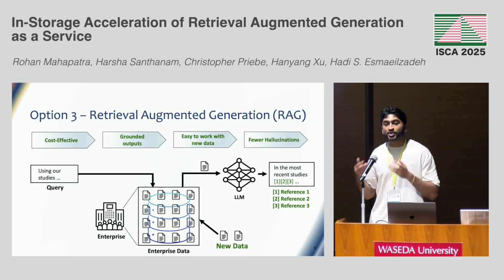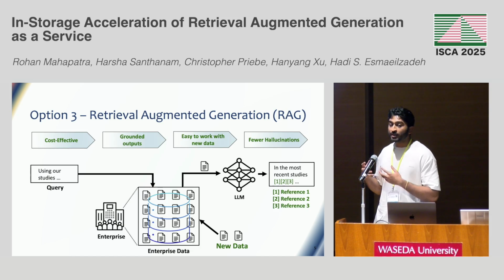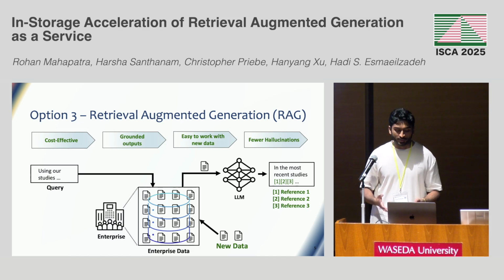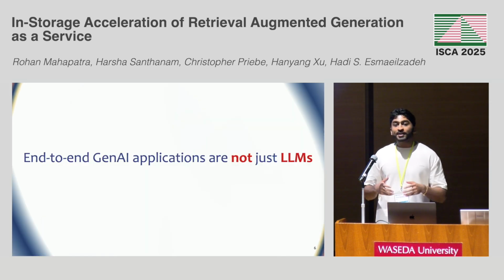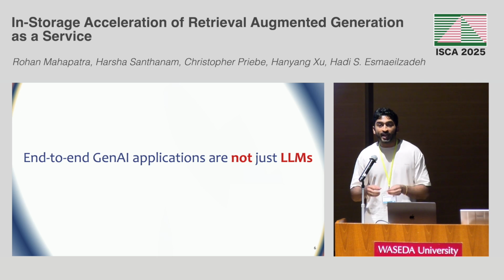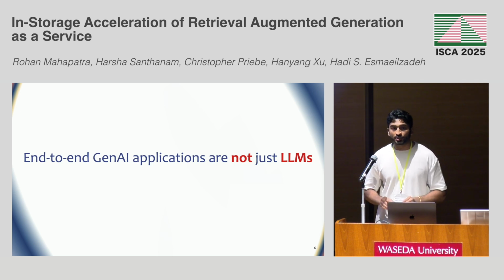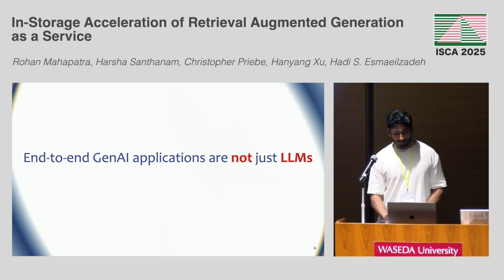Moreover, when a response is generated, it's now grounded in specific references. When you have new data that comes in, all you have to do is add it to your database, and in the next search iteration, it'll be part of the search process. And finally, RAGs have been shown to reduce hallucinations. RAGs are just one example of a Gen AI application that makes LLMs usable for enterprises. But RAGs also show that end-to-end Gen AI applications are not just LLMs.